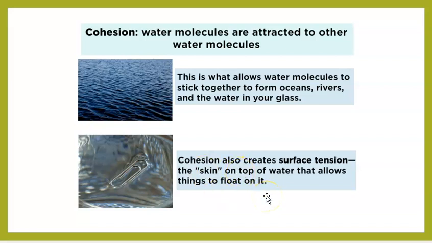Cohesion creates something called surface tension. You don't have to go into the detail, but remember, surface tension is something which allows things to float on water. So you can see here, this pin is floating in water. It's not sinking down, and this is due to the cohesion or the cohesive property of water. This is called surface tension.